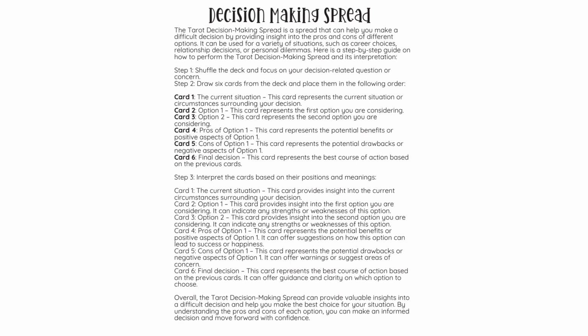Card 4. Pros of Option 1. This card represents the potential benefits or positive aspects of Option 1. It can offer suggestions on how this option can lead to success or happiness. Card 5. Cons of Option 1. This card represents the potential drawbacks or negative aspects of Option 1. It can offer warnings or suggest areas of concern. Card 6. Final Decision. This card represents the best course of action based on the previous cards. It can offer guidance and clarity on which option to choose.